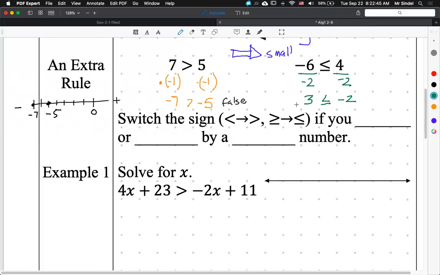But this is not true. It's saying now 3 is less than a negative. 3 is on the right and a negative is on the left. That doesn't work either. That's false. This is not a true statement.